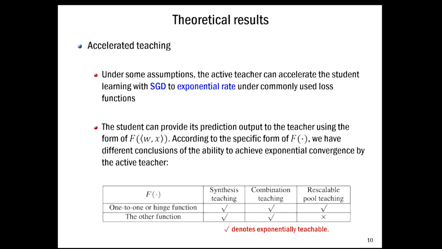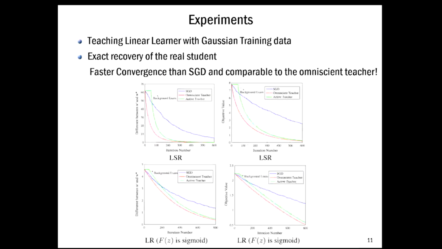So I'm going to skip these slides. In this case, essentially, you can also prove the exponential improvement if you maintain this virtual student model. Okay, so this is some experimental results. You can show that even if the teacher doesn't have access to the student model exactly, using this actively maintained student model, you can still achieve exponential convergence.